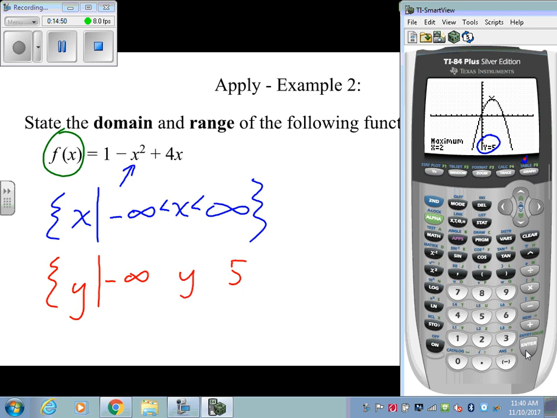Now, do I ever reach negative infinity? No, so I'm using a regular less than sign. But do I ever actually get to 5? The answer is yes, so I'm going to use a less than or equal to sign, close off my set, and voila, I have found my domain. I'm sorry, my range.